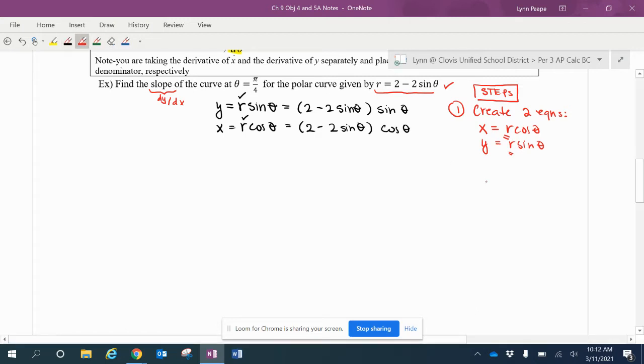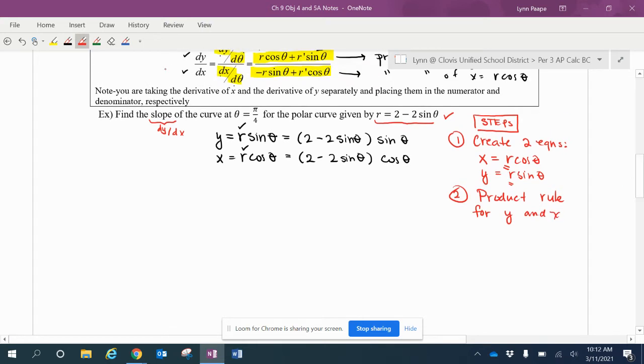And then once I have my two equations, I'm just going to do product rule. I'm going to do product rule for both the x and the y. So product rule for y and x. And we're going to have that be as a quotient, right? So we're doing our dy d theta over dx d theta. Okay, so I know this is going to be quite large, so I'm going to run this off to the side over here. So dy over dx. Okay, so this is going to be my equation 1 and then times equation 2. So I'm going to do product rule.